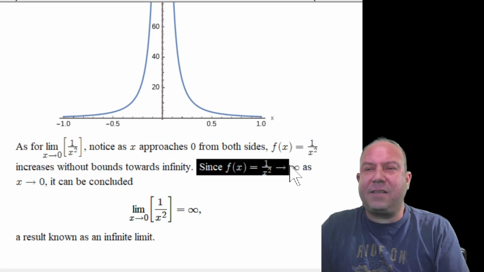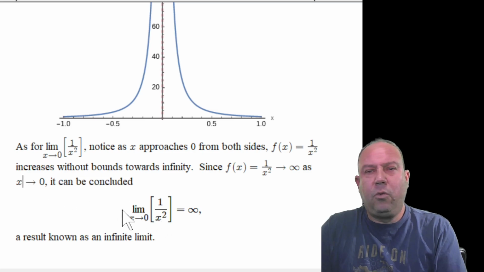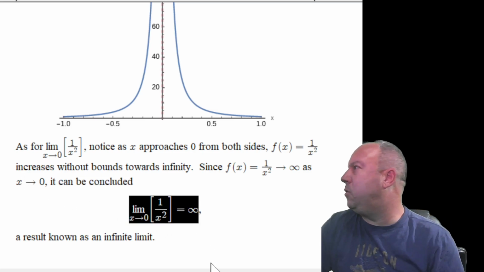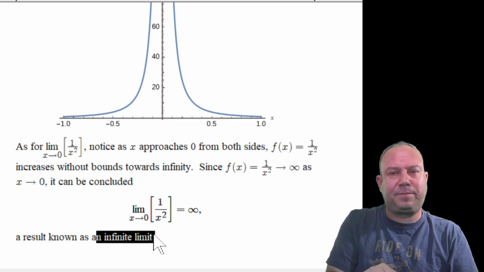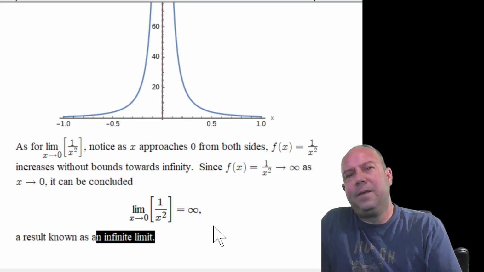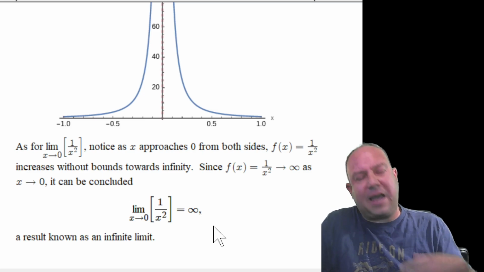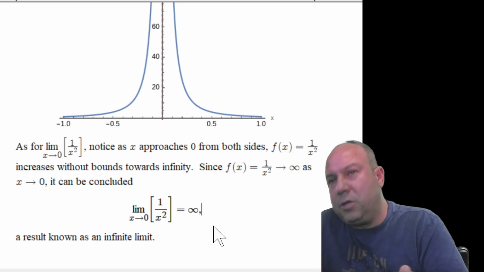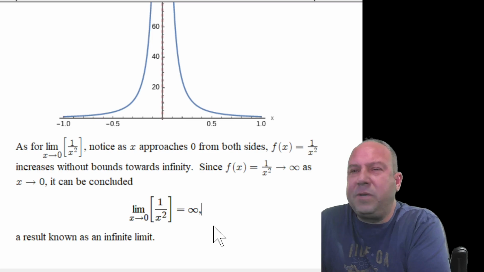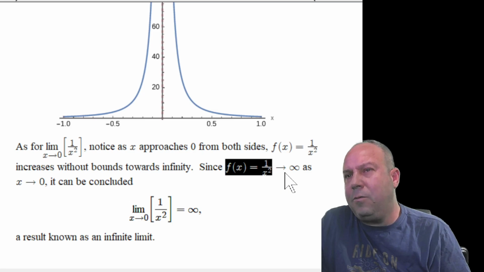So since f of x is going to head to infinity as x heads to 0, we can conclude that this limit must be equal to infinity, which is a result known as an infinite limit. We have to be careful saying that it exists at infinity, because that kind of implies you can get to infinity. But what we say is the limit is equal to infinity. And what that really specifically means is that the output of the function, this dependent value, approaches infinity.